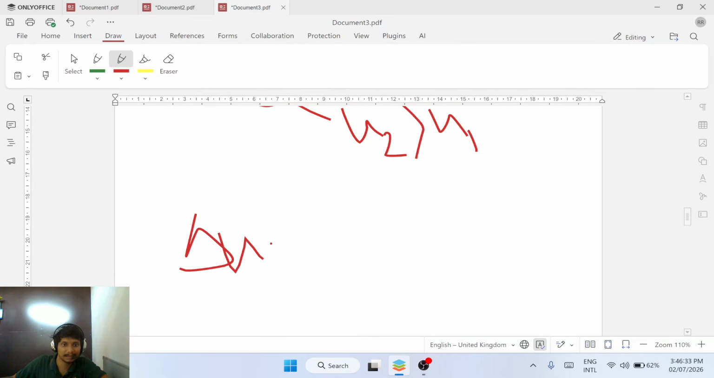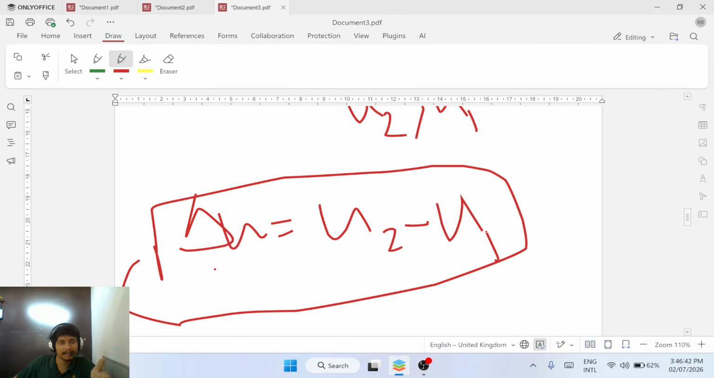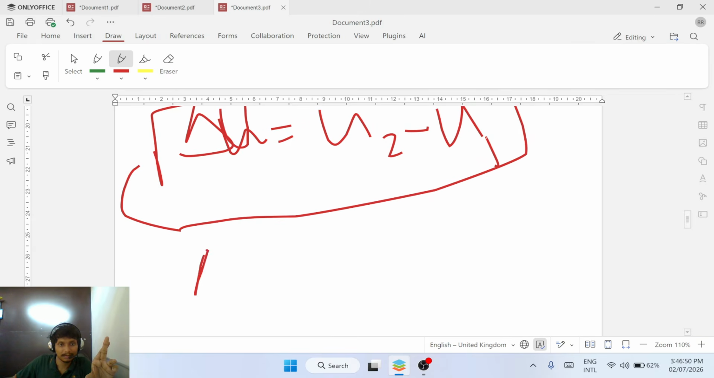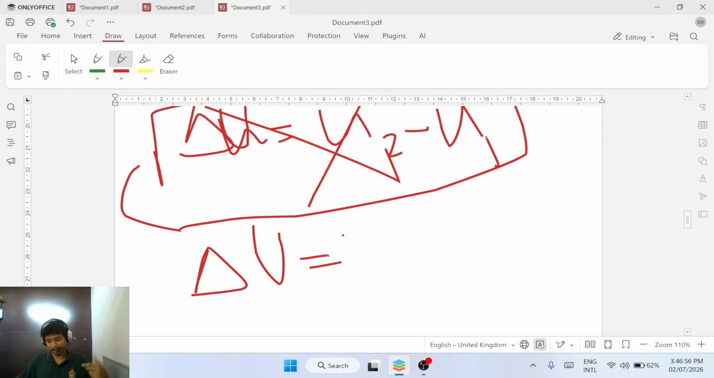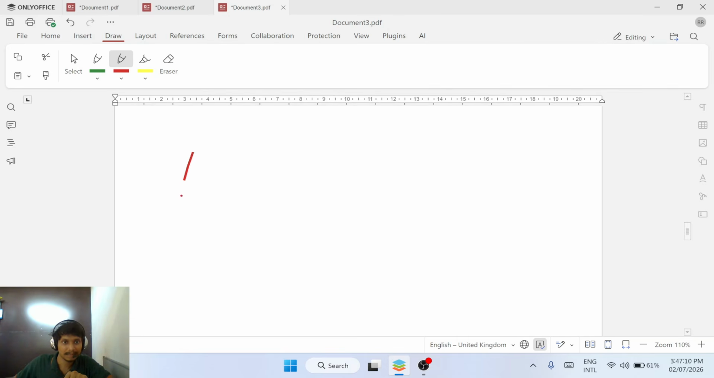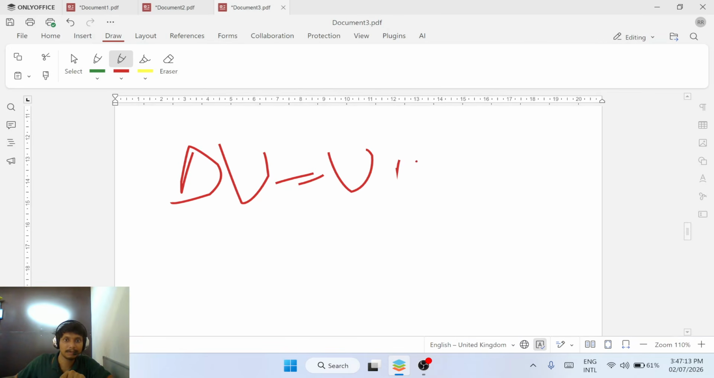Therefore, delta U, the equation, will not be changed. Always the equation of delta U, the change in internal energy, is U2 minus U1. Mostly we don't use small u. In our questions we will use small u, and we will discuss why we use small u here. Commonly we use capital U. Delta U is equal to U2 minus U1.